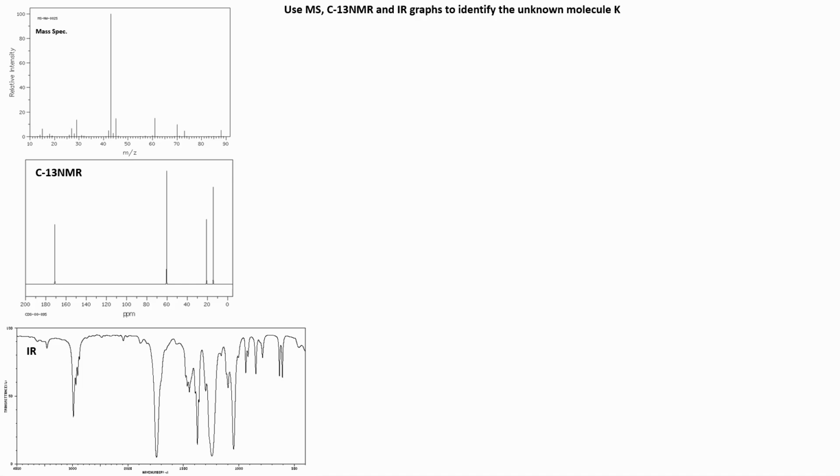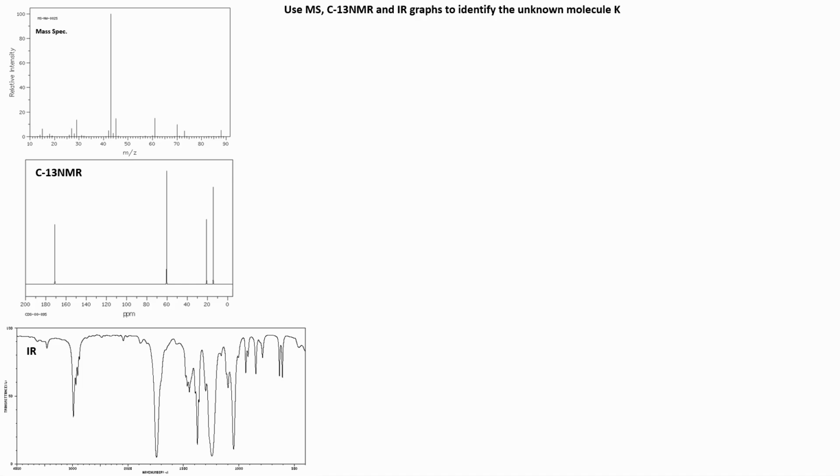Okay, in this video we're going to see if we can identify the unknown molecule that is represented in these graphs of the three spectroscopic techniques: mass spectroscopy, carbon-13 NMR, and the infrared spectra. So you can see that we've got the three distinctive graphs there: mass spec measured in m/z, carbon-13 NMR with parts per million measured, and the IR that's measured in inverse wavelength, centimeters to the minus 1.